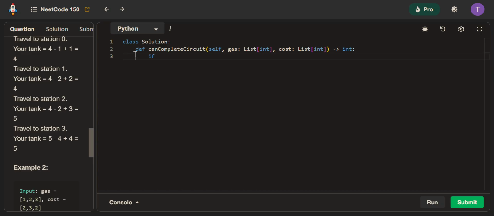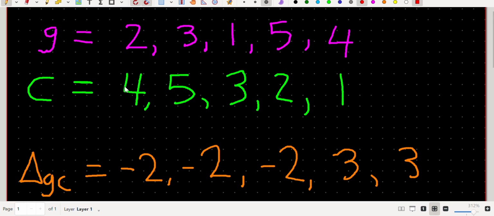So let's do this right now. If the sum of the cost is greater than the sum of the gas, we're going to return -1. All right. And now let's see what is the potential of this delta array that we just drew here.